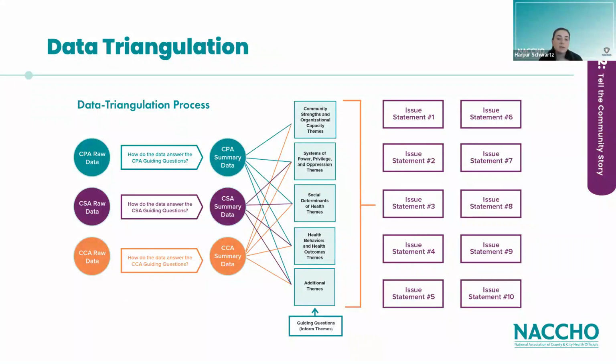So after completing those 3 assessments, the data is triangulated to identify themes and issue statements. The goal of this is to identify cross-cutting themes and develop a full understanding of the community, and to collectively interpret findings and cross-cutting themes to develop issue statements that reflect the issues faced by the community.